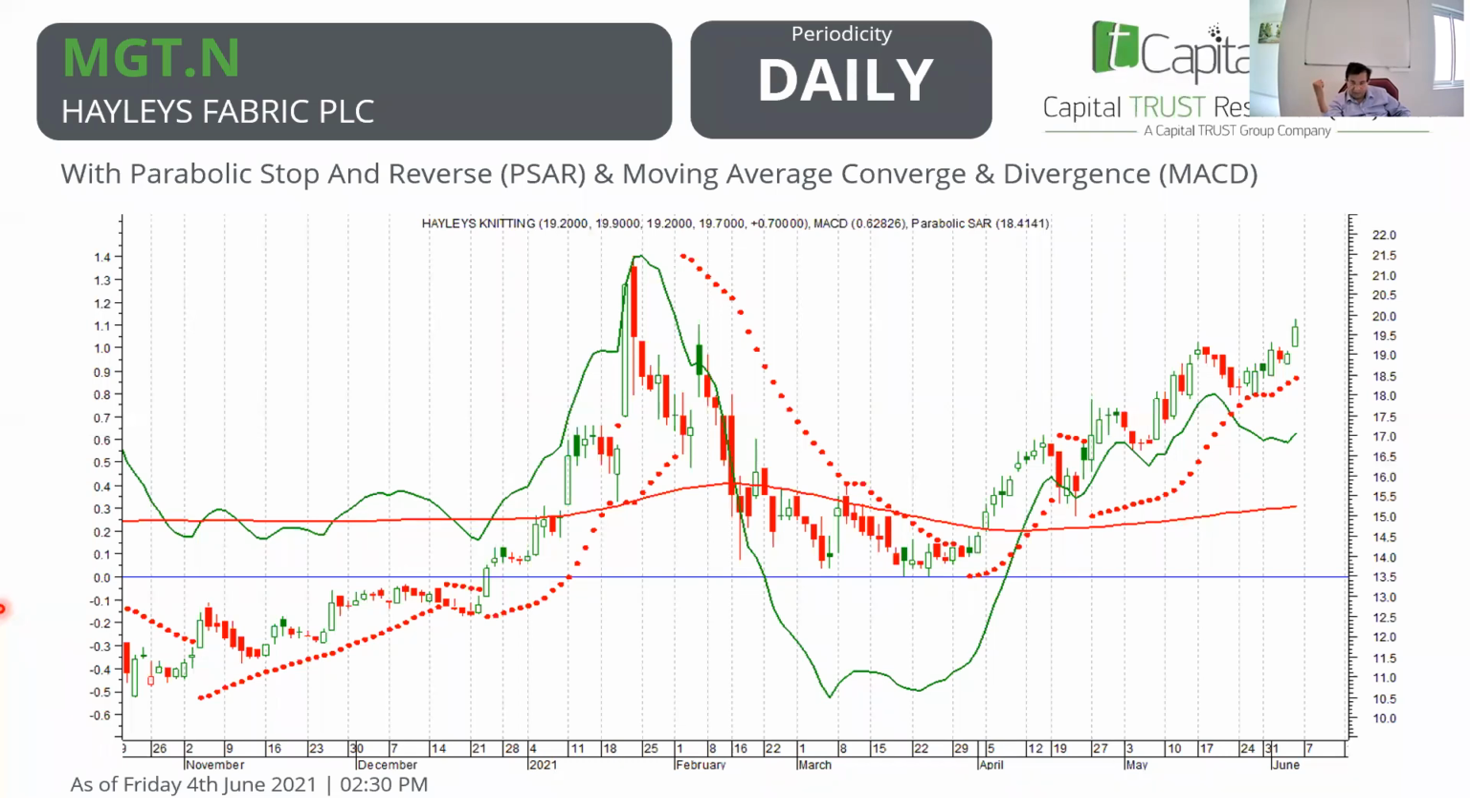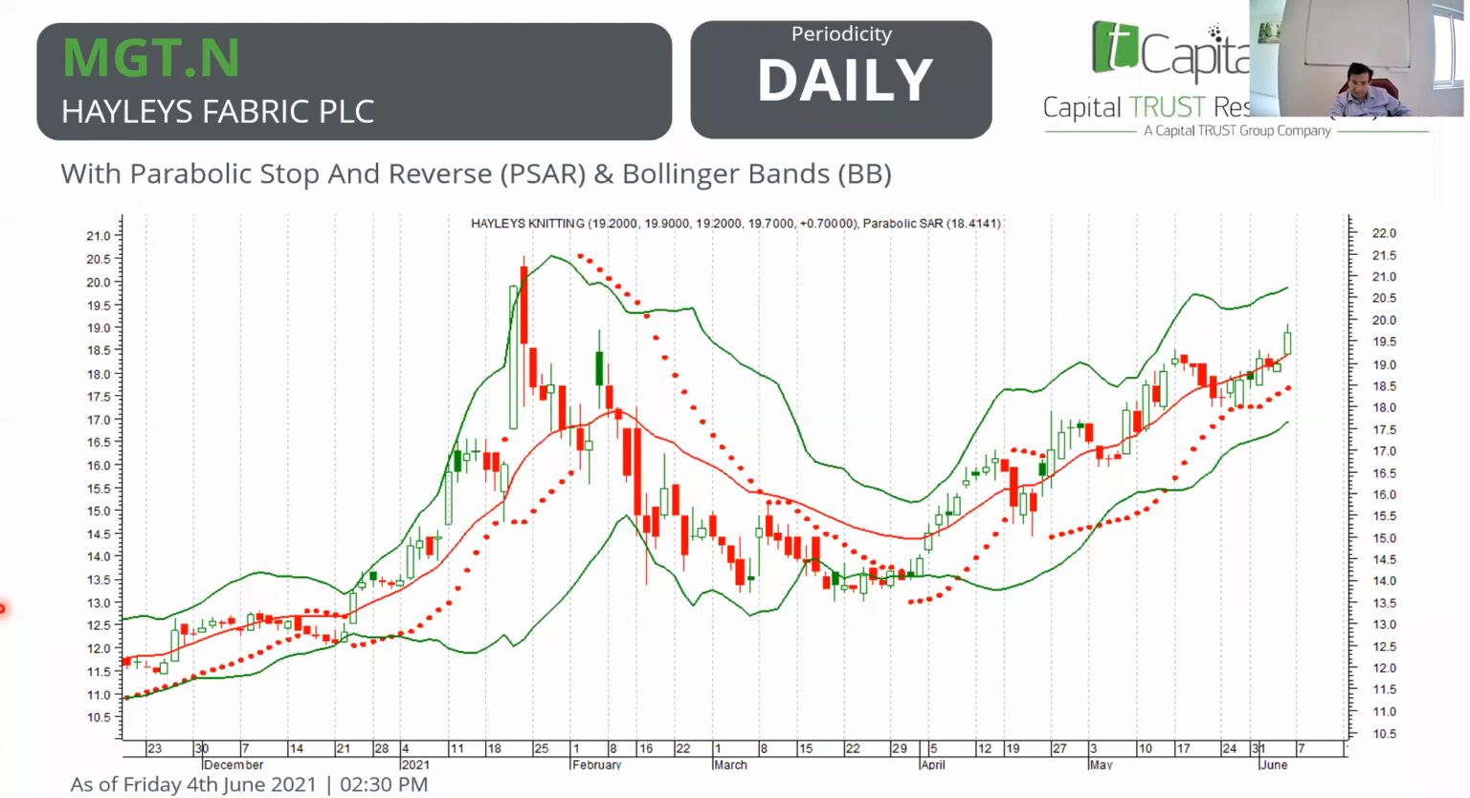So Haley's fabric, all in all, has nothing negative here. Even the Bollinger Band shows underperformance, plenty of potential to go up. The central moving average turned up very well. It's just no knowledge about it. For many people, MGT is just another stock. They don't know what they do.